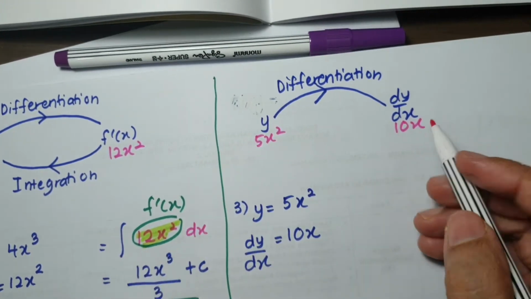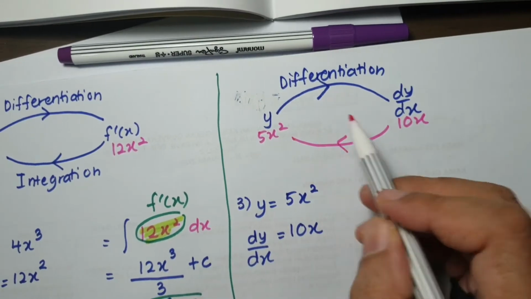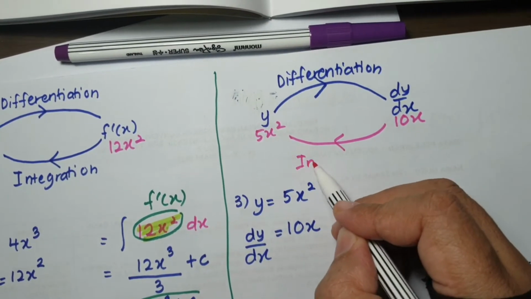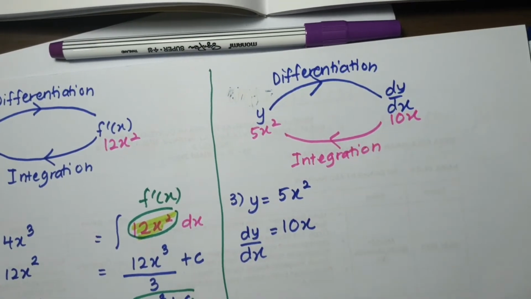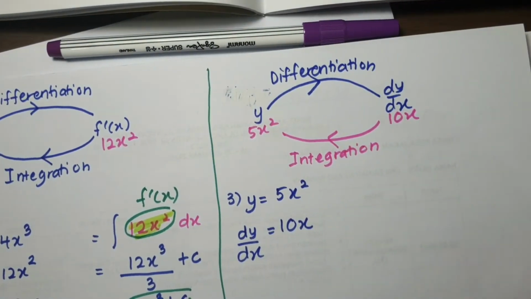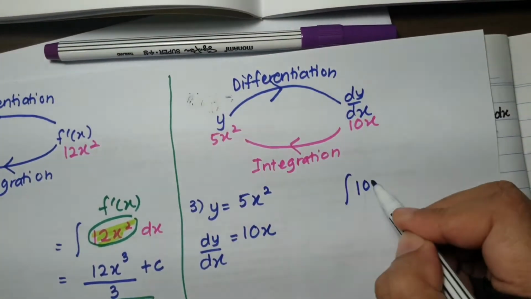Of course, if you integrate this function, the result will be 5x squared, and this process is known as integration. Okay, let's try. Integrate 10x. Let's see what we'll get.